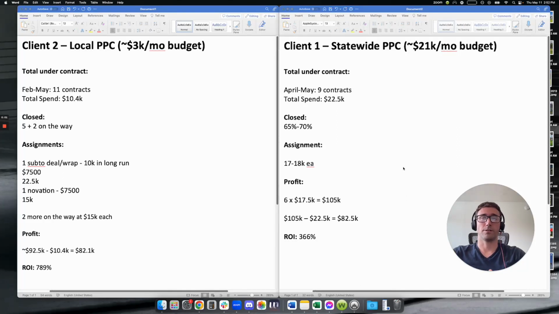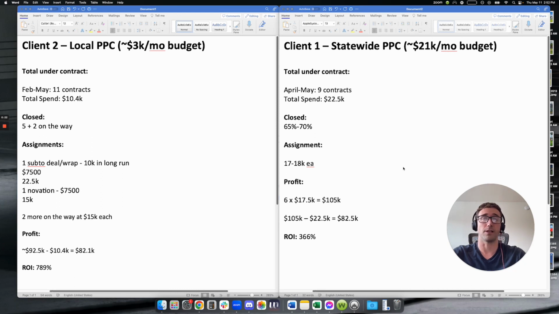Hey guys, so today I want to go over just a couple clients. I recently spoke to them this week and just got an idea of where they're at in terms of number of properties under contract, how much we're spending, how many deals they've closed, how many deals are on the way, and what their ROI is at this point. This is basically over the last couple months or so.